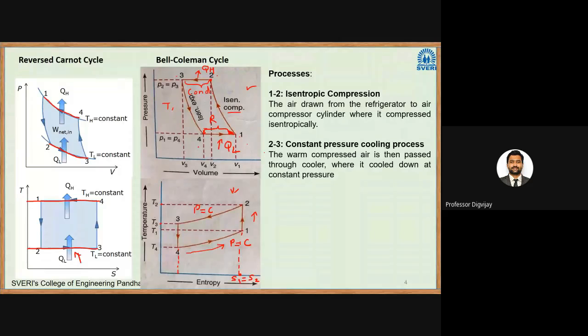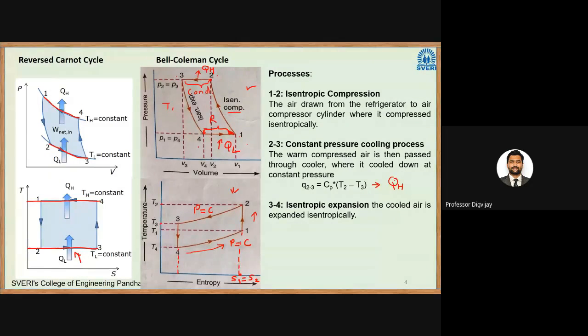In actual, the pressure reduces, but in the Bell-Coleman cycle, the air is cooled at constant pressure. The heat transferred to the atmosphere, Q2-3, is equal to Cp into delta T, where delta T is T2 minus T3. This much amount of heat is liberated to the atmosphere. Generally we refer to it as QH, heat transferred to the atmosphere or hot reservoir.